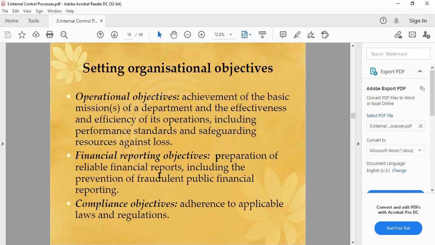So basically they're aligned. Also, we have the effectiveness and efficiency of operations, including performance standards and safeguarding resources against loss. Then financial reporting objectives with respect to the preparation and presentation of financial statements, including our reports, financial matters, so that there would be prevention of fraudulent public financial reporting, especially when the financial statements are now issued to the public because they are audited. Also, if there are some laws, regulations, rules, and contracts, are we compliant? Are we able to adhere to such? These are the matters under compliance objectives.